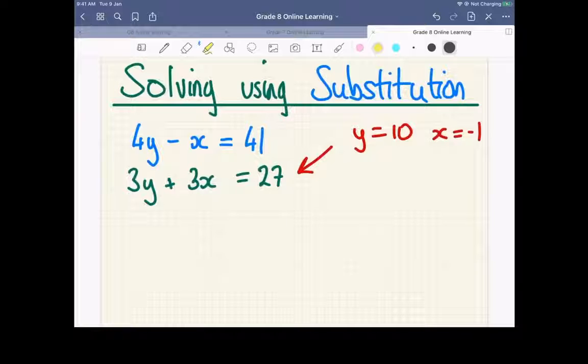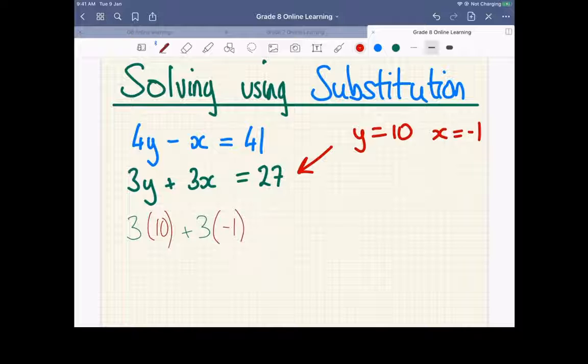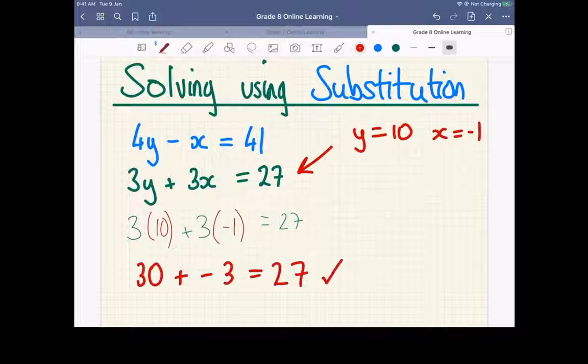So putting both values in, if it works properly, we should get 3. Obviously we've got 3 of each. We've got 10 here. We've got negative 1 here. We can just check that works. We've got 30 plus negative 3 equals 27, and we can see that that works.